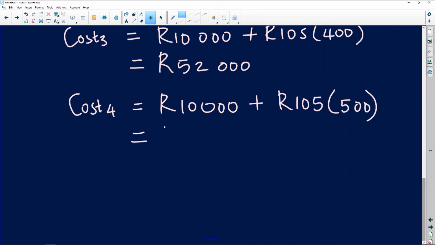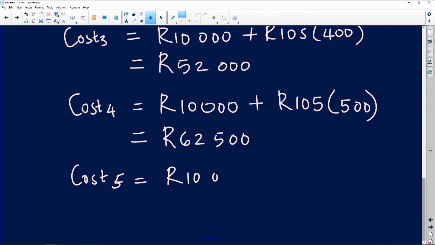62,500. Don't think you're doing this in vain. Cost 5. You are getting marks for all these points that you are plotting. 105. And then the next one is 700 items, because remember we had 700 items.